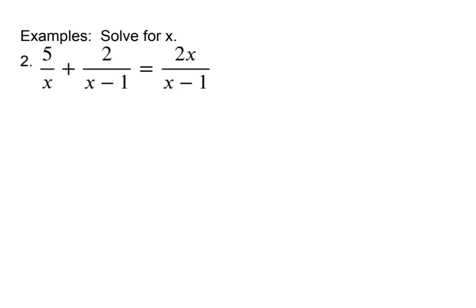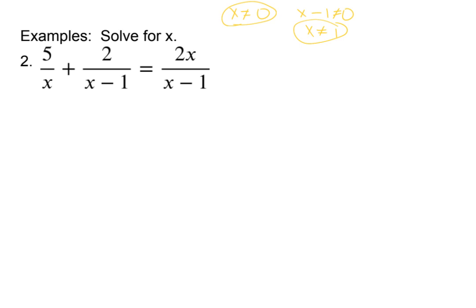Let's try one more of these. I don't have to worry about the bottoms here. They're all factored. So we're going to go ahead and start probably by saying, what can x not be? Well, the bottom of a fraction cannot be 0. So x cannot be 0, and x cannot be 1. So if we get 0 or 1, we got a problem.